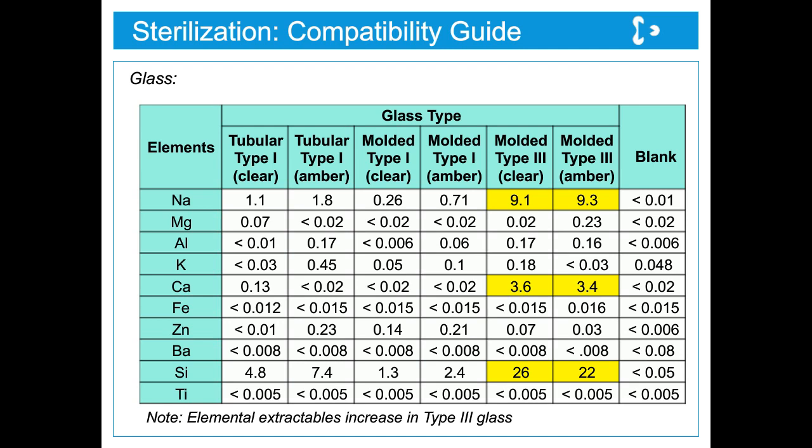and I actually autoclaved it for 60 minutes at 121 degrees Celsius. And what happens here, I put it through an analytical test known as ICP-OES, which stands for Inductively Coupled Plasma Optical Emission Spectroscopy. And you can see that the elemental extractables for sodium, calcium, and silicon are much more in type 3 glass, which I have highlighted in yellow, than in type 1 glass. So again, it's just showing you that steam sterilization can affect the extractables profile in type 3 glass. And the results of this are all in parts per million.